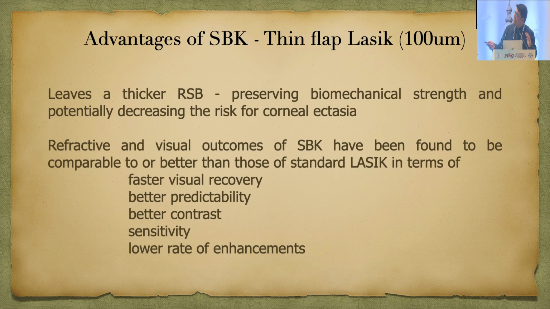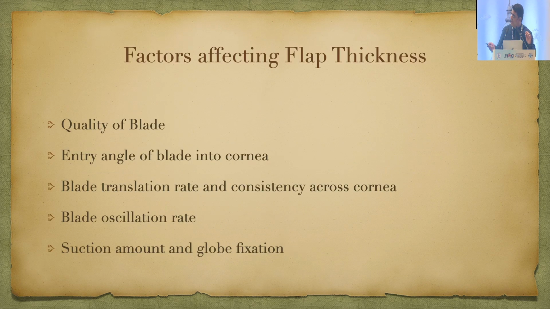and if we have a thinner flap, it preserves the biomechanical strength of the cornea, so decreasing the risk of corneal ectasia. And refractive and visual outcomes of SBK are also found to be comparable to or better than standard LASIK, because there is a faster visual recovery, better predictability, better contrast sensitivity, and lower rate of enhancement. And moreover, because of the thinner flap, we can treat a greater amount of myopia.